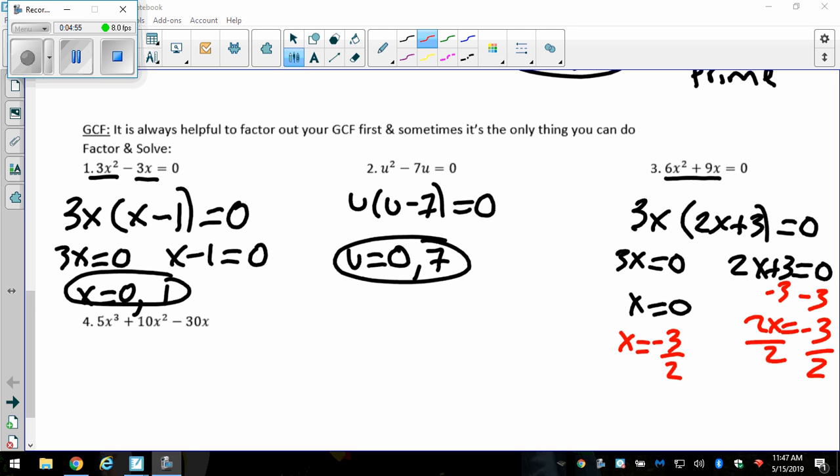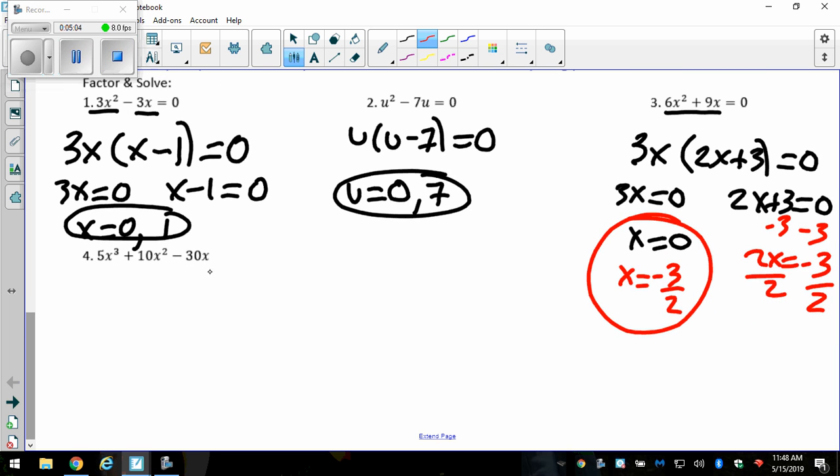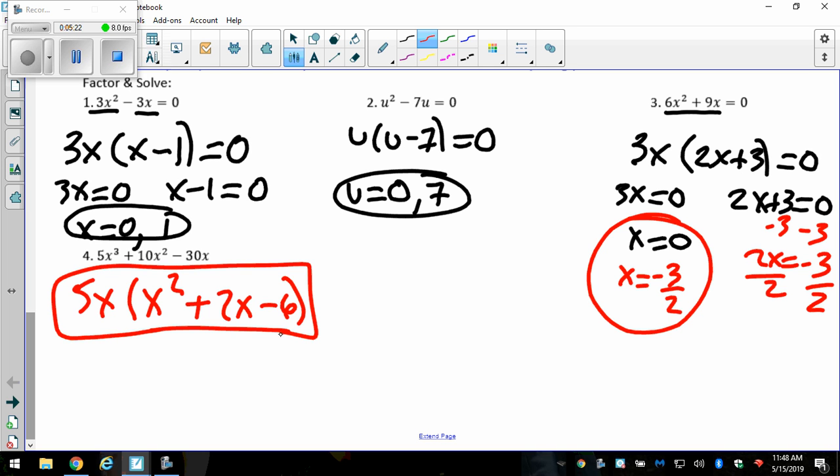All right, so when you set each part equal to 0, you can see over here how I got the negative 3 halves and x equaling 0. So if you see down here, even a trinomial, sometimes all you can do is pull out your GCF. A 5x is actually common in all three of those terms. If you divide all terms by a 5x, you get a 2x squared plus 2x minus 6. And if you try to factor this anymore, you will not be able to find factors of negative 6 to get a positive 2. So this indeed right here is actually the completely factored form.